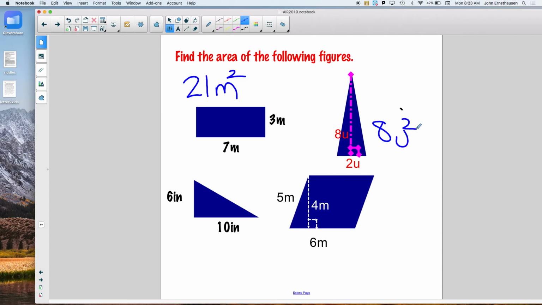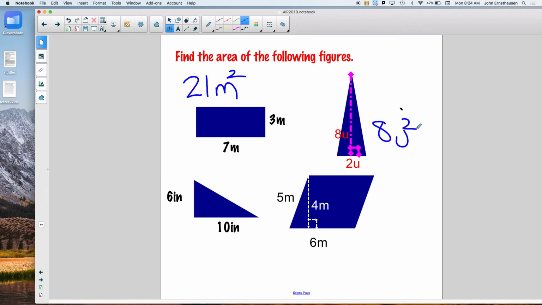Base times height divided by 2. Why do we divide by 2 with triangles? Benjamin. Because it's half of a parallelogram.